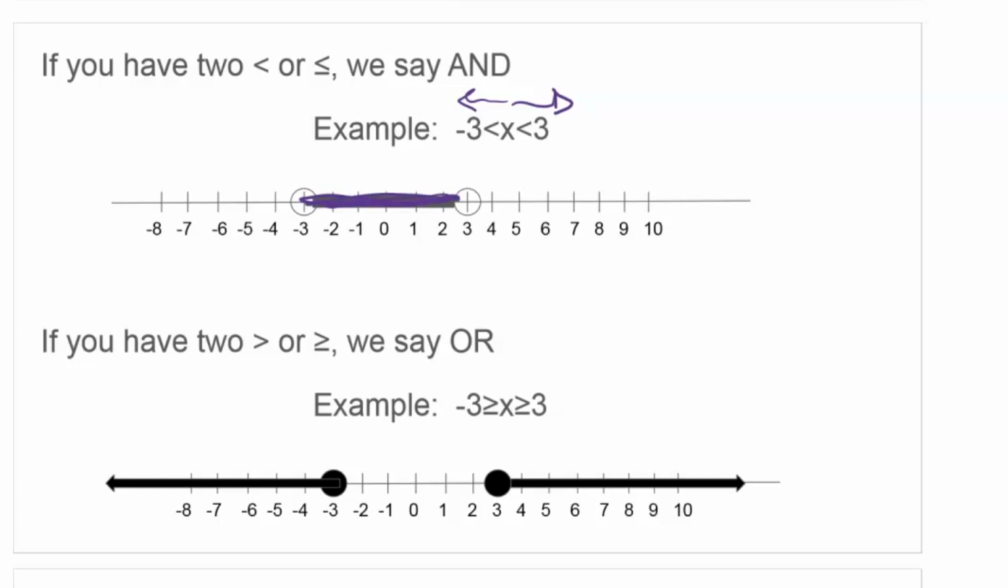On the second example, when you have 2 greater than signs, so you have greater thans or greater than or equal to signs, we say "or." So x is less than or equal to negative 3. That's this one down here. Or x is greater than or equal to 3. So those ones go in opposite directions. So x is less than or equal to negative 3, or x is greater than or equal to 3.